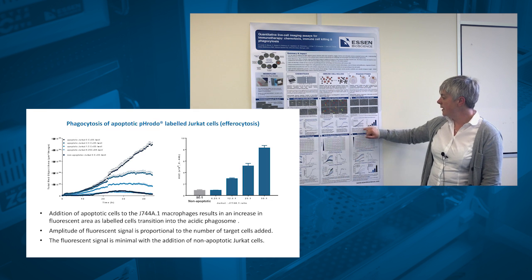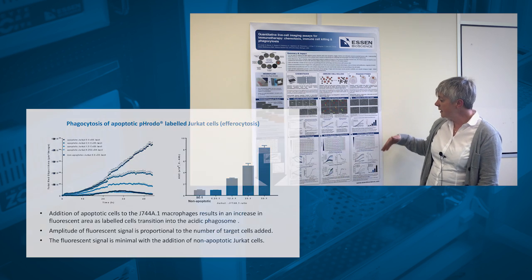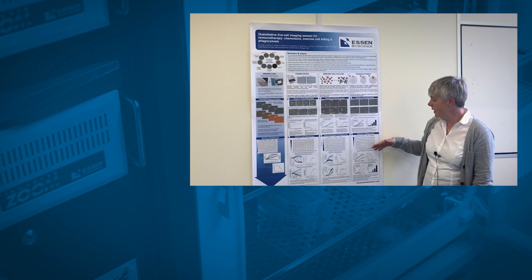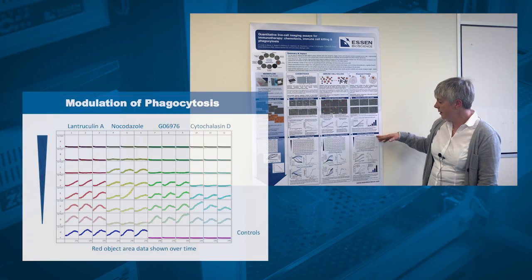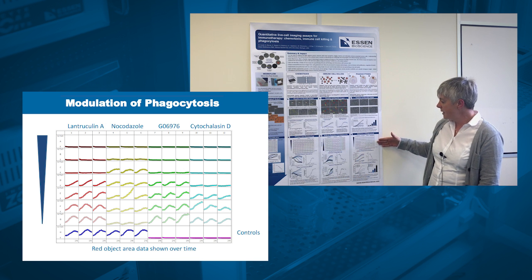And again, we can convert this to area under the curve and have a look at the bar graph here, and this clearly shows that as the ratio increases for the apoptotic cells, we see a nice increase in the fluorescence. And again, going on and looking at pharmacology, here we're looking at a couple of different phagocytosis inhibitors and looking at concentration response curves across the plate, and you can see there's a nice concentration related effect. And here we have our controls at the bottom.